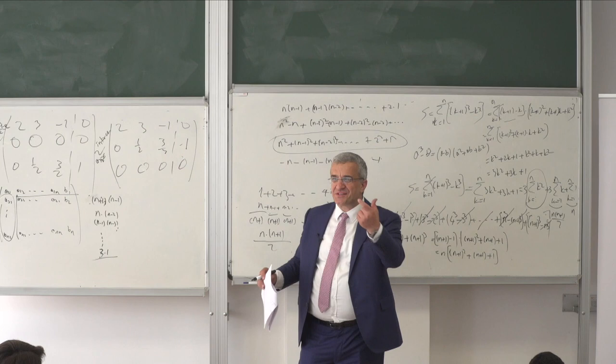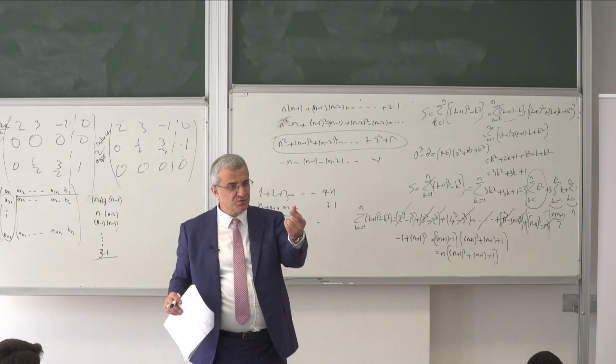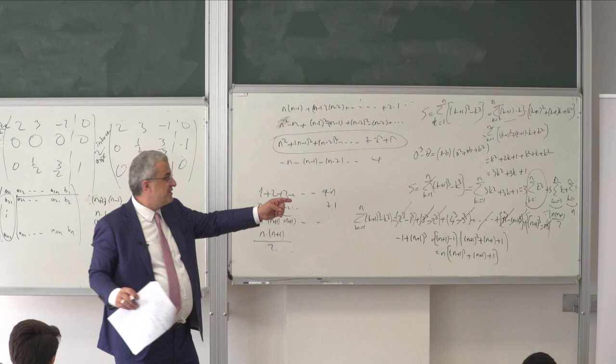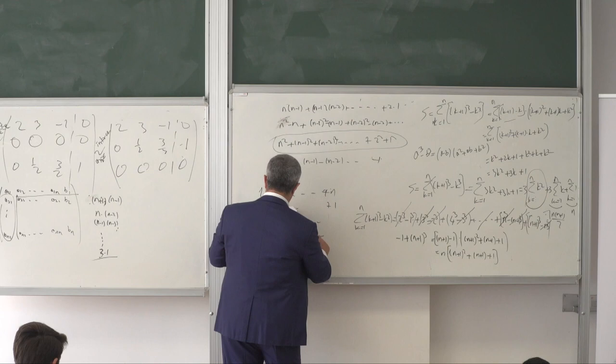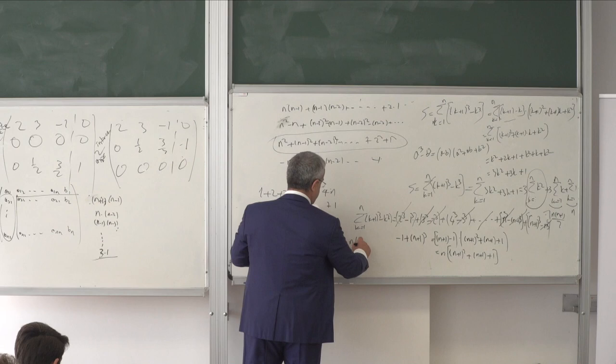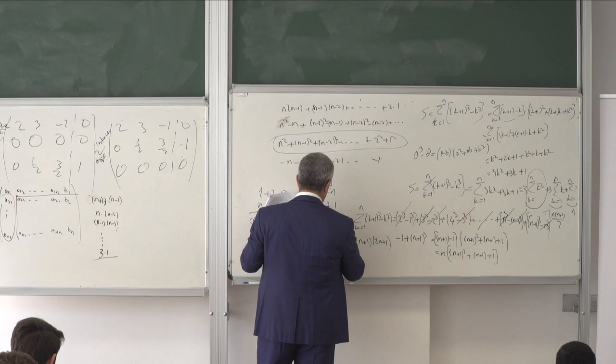So using this simple trick of telescopic sequence, okay, addition of a telescopic sequence, you very beautifully obtain the summation for k equal from 1 to n of k squared. And that is, so please complete this when you go home, 1 over 6 n, n plus 1, 2n plus 1. Okay? That's it.